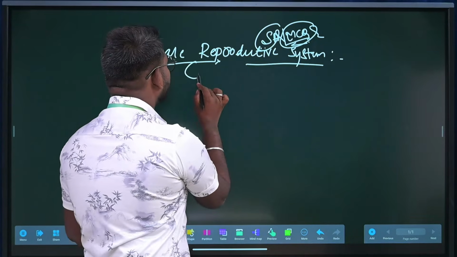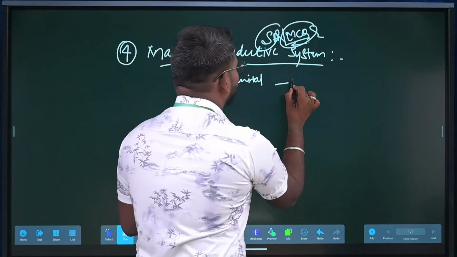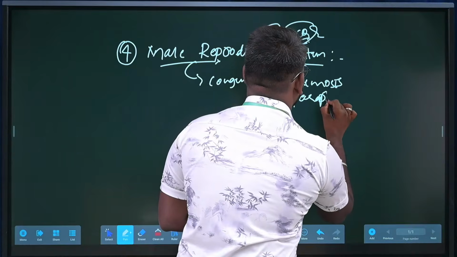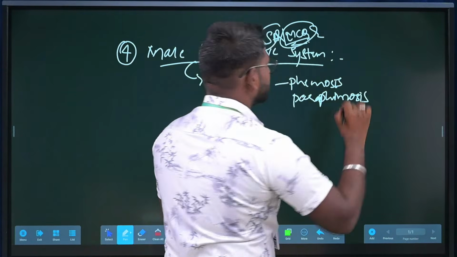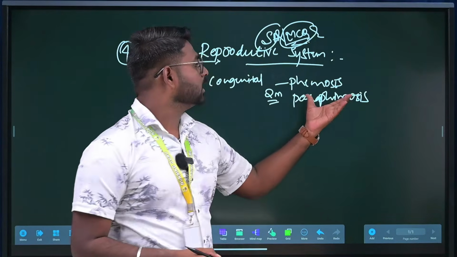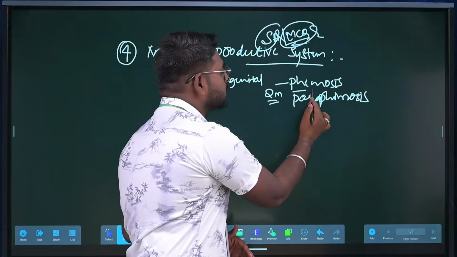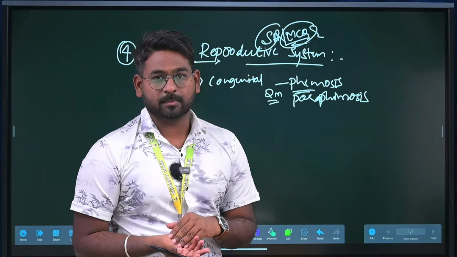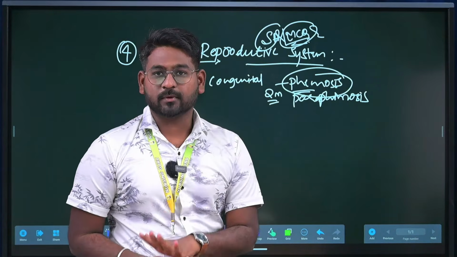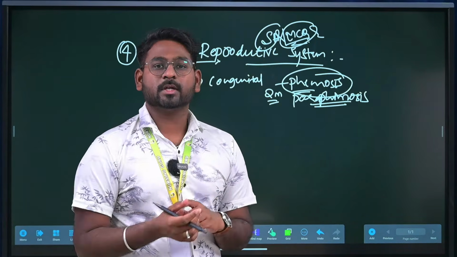Here we have some congenital conditions like phimosis and paraphimosis. Just the definition, for 2 marks. It is an abnormality of the foreskin. As you already know, in phimosis, retraction is not possible. At the time of penile erection, the retraction is not possible. That condition we call phimosis. In paraphimosis, once the foreskin has been retracted, it does not return to its original position.